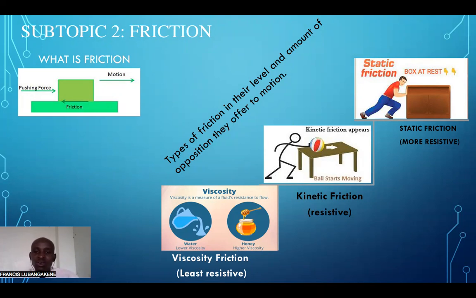Yet still, there are also particles in motion, and particles in motion experience what we call kinetic friction. Kinetic friction is the next level. This chain of levels gives us different amounts of friction, the different strengths of resistance they offer to motion. Then there is static friction, which is at the highest level. The amount of resistance that static friction offers to motion is greatest. Being great friction, it also offers great resistance.